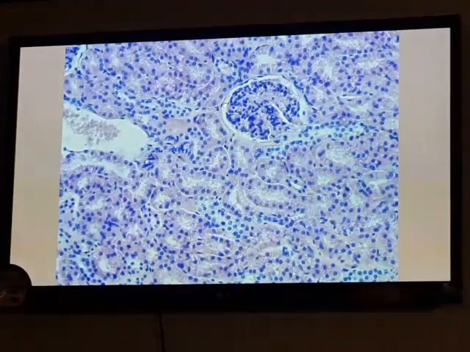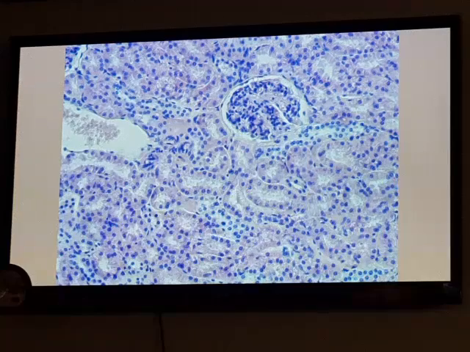The parietal layer of Bowman's capsule is simple squamous epithelium. You can see the nuclei of the parietal layer of Bowman's capsule. The visceral layer envelopes the capillaries.